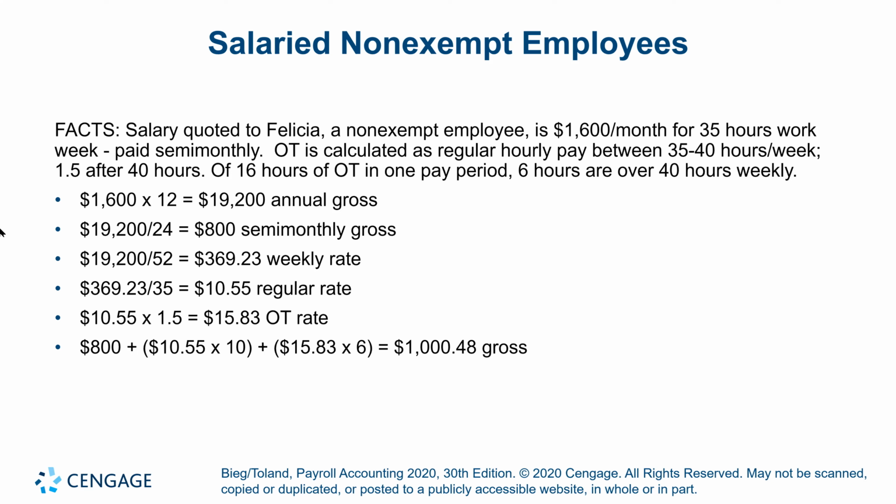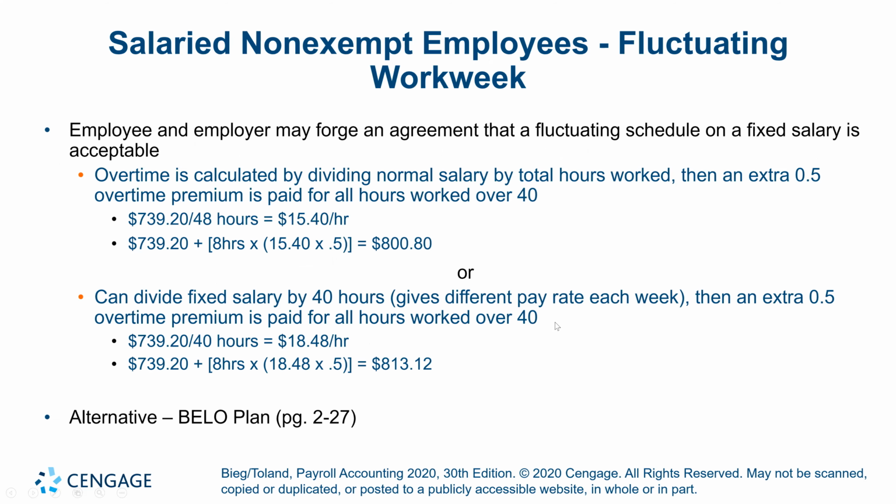So when calculating gross, she's got her regular semi-monthly gross, that's for 35 hours. And then she's going to get paid an additional, because she worked what? She worked 16 hours of overtime, but only 6 are actually over 40. So for 10 hours, she's getting paid her regular rate of $10.55. And then for the 6 hours, she's getting paid that overtime rate to arrive at that $1,048 gross.